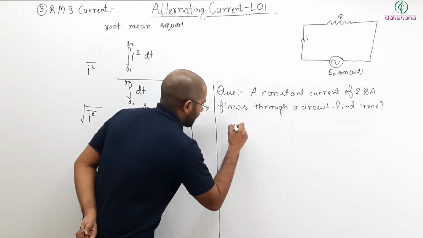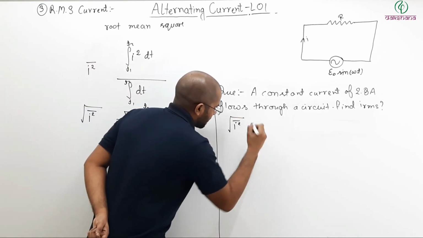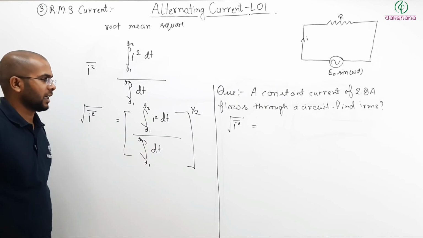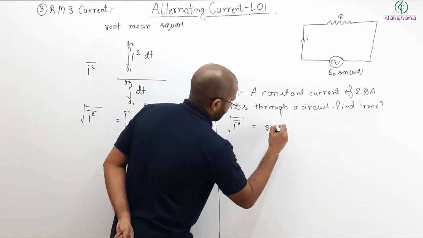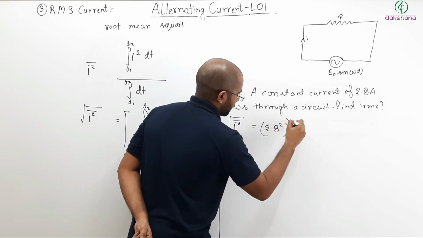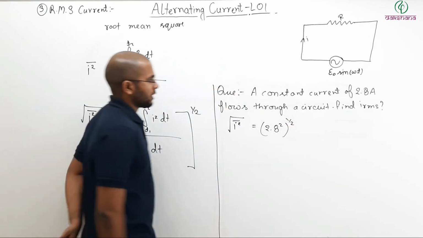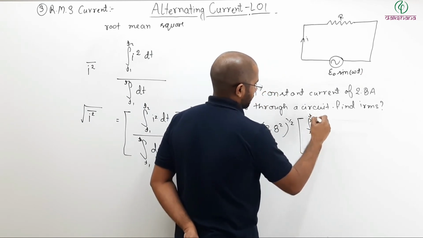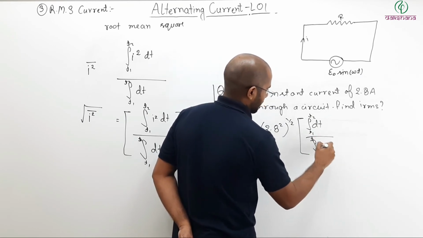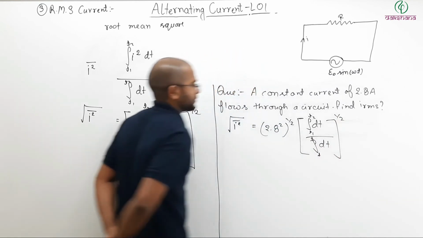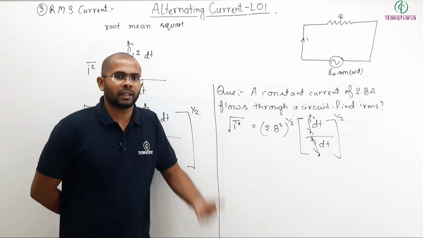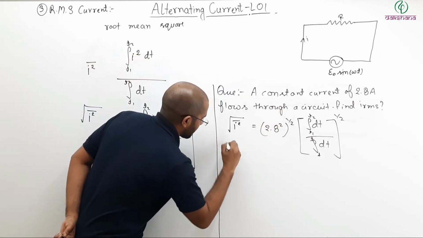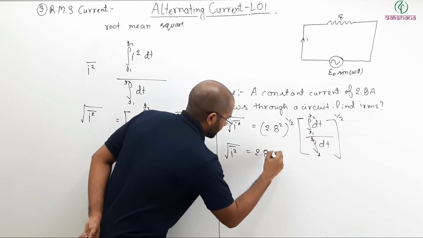So what will you write? I square RMS will be equal to this value. And if this I is constant, you can take it outside, and that will be nothing but 2.8 square, power 1 by 2. And inside, what will be left? Inside it will be left integration T1 to T2 dt divided by integration T1 to T2 dt, power 1 by 2. And if numerator and denominator are the same, that will be 1. And here, 2.8 square power 1 by 2 is 2.8. So IRMS is nothing but 2.8 ampere.